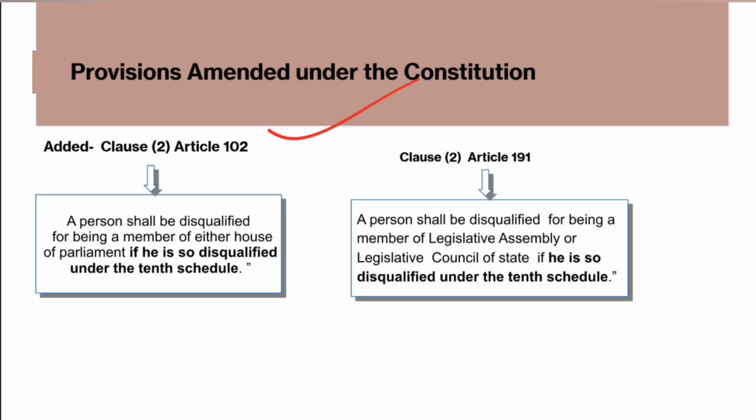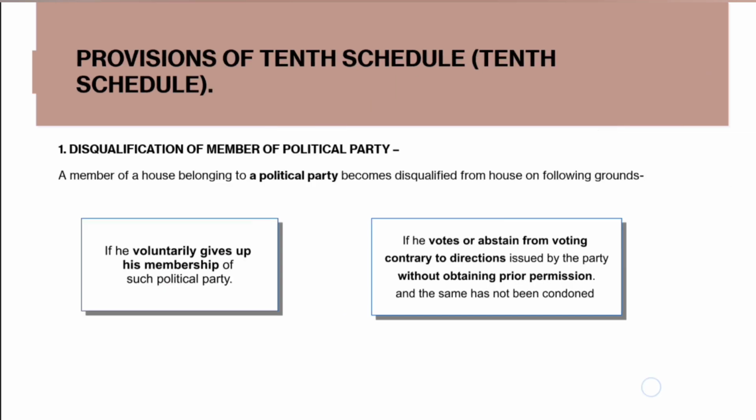Clause 2 under Article 102 and Article 191 were added, and it provides that a person shall be disqualified for being a member of either House of Parliament if he is so disqualified under the 10th Schedule. So if disqualification is there under the 10th Schedule, then the membership of the person shall also be taken away, and he will be disqualified from being a member of the house as well. The same provision is there under 191 clause 2 with regard to the legislative assembly or legislative council of the state.